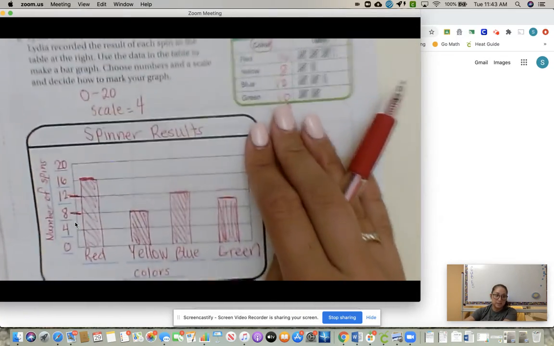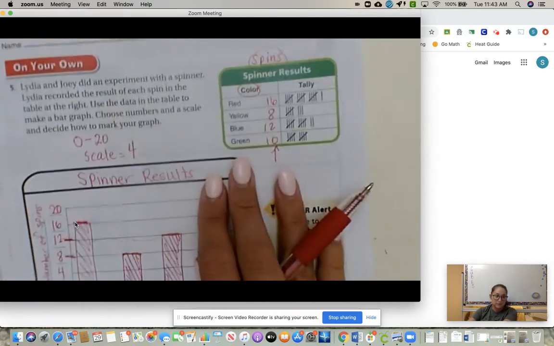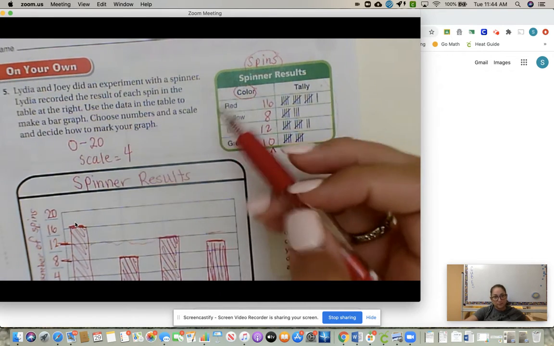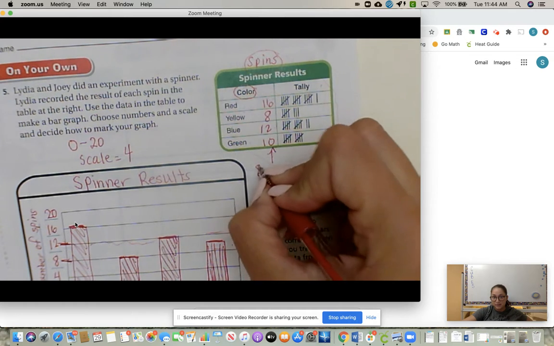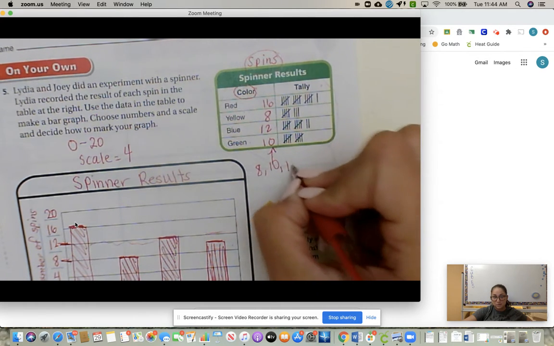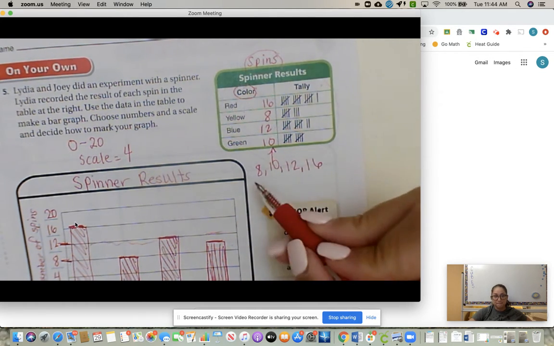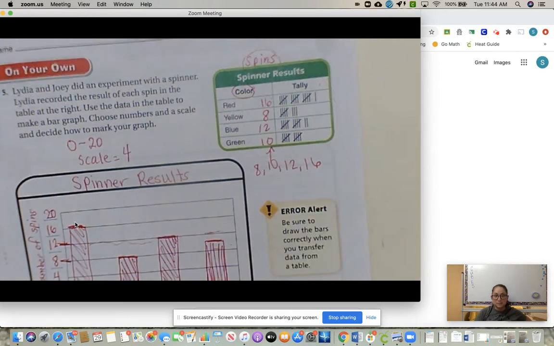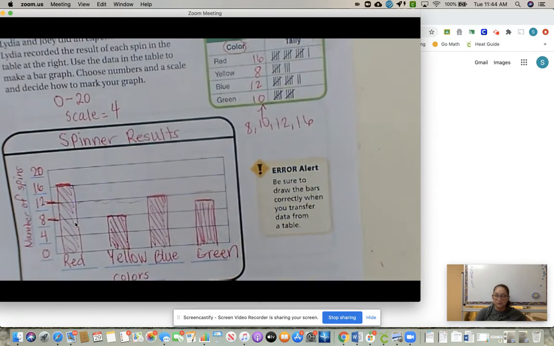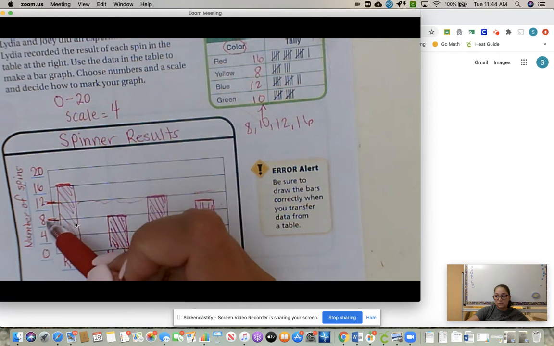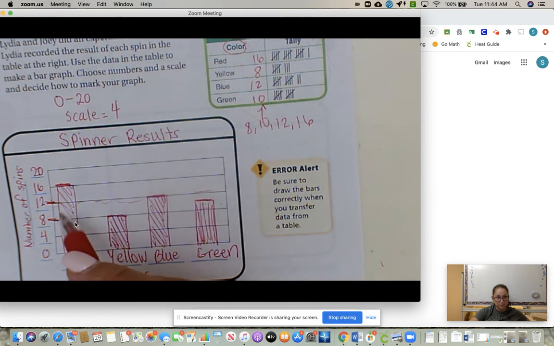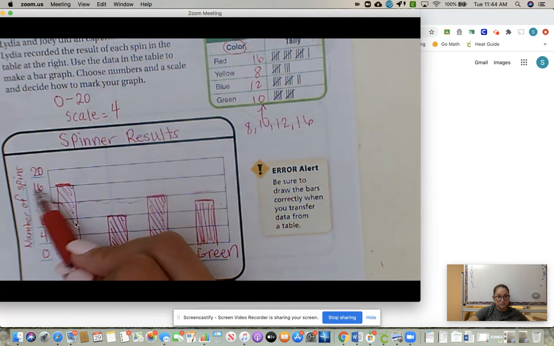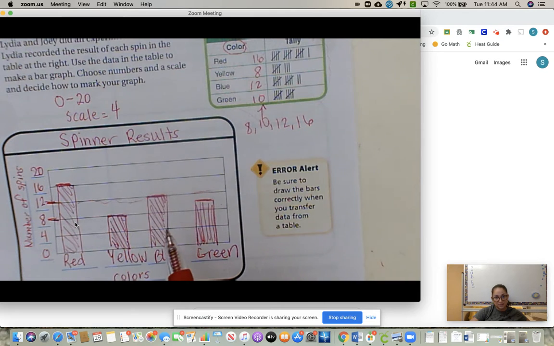Now this is the tricky part, we need to figure out the scale. If our numbers are 8, 10, 12, and 16, some students said, well, let's skip count by 2s. Let's use our scale of 2. Well, if you start at 0, 2, 4, 6, 8, 10. Oh my gosh, we don't have enough space for 2. It can't be 2. Let's try 3. 0, 3, 6, 9, 12, 15.